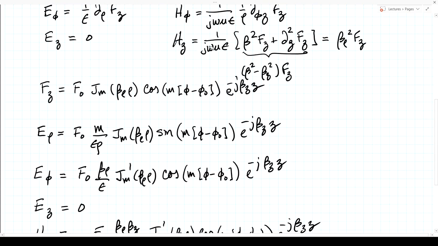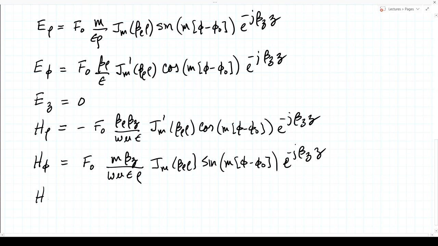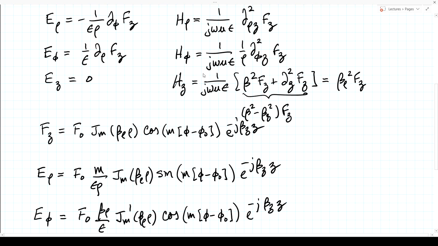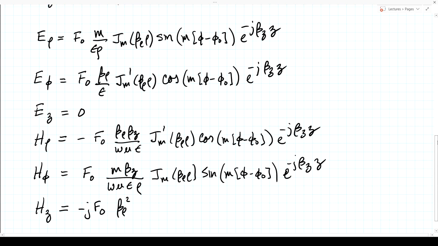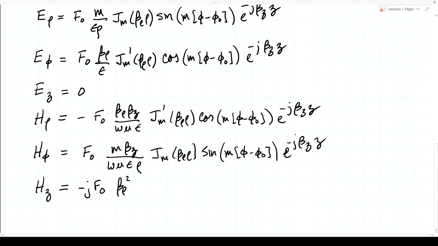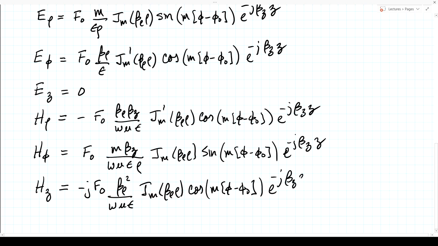And then finally, we already worked out Hz. Here the 1 over j we'll write as minus j up top. We'll have minus j, we had an F0, and beta rho squared, right? That's from that guy right there, beta rho squared over omega mu epsilon, JM beta rho rho, cosine in phi, and our z dependence. So there's our solution. For any value of m, as long as we set beta rho to chi prime m n over a, then we can from that calculate the beta z, and then here are our solutions for the fields.